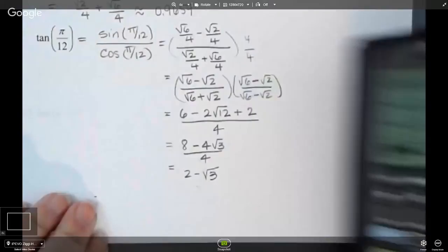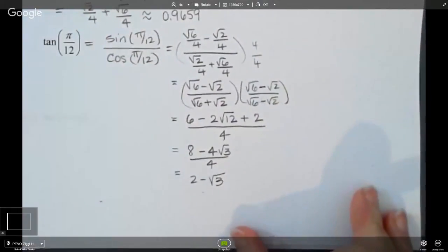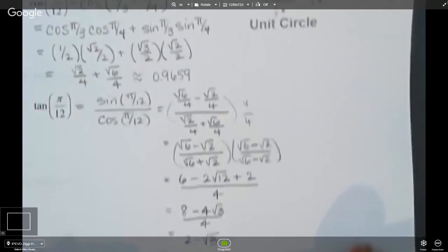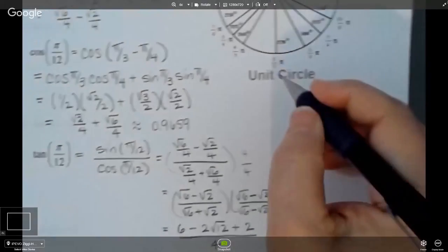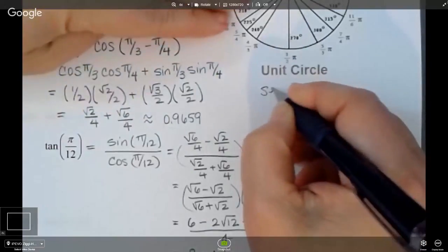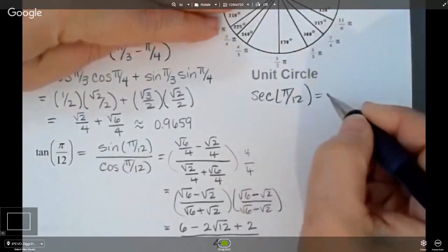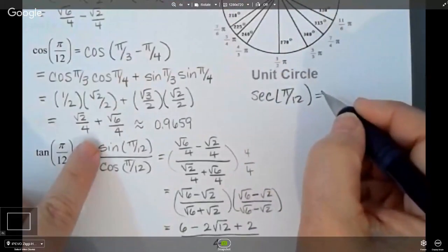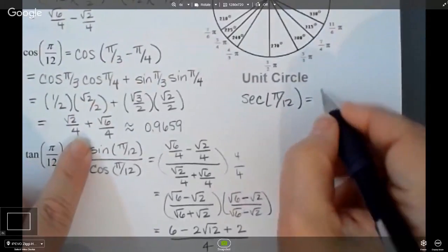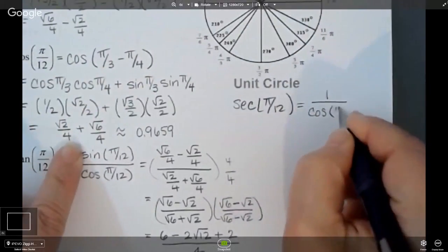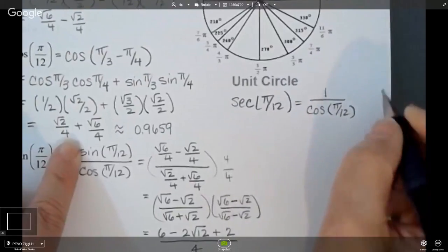Now I just have been doing sine, cosine, and tangent, but I don't want you to think that we can only do those 3, because we can do the others exactly too. Because what if I asked you what the secant was of pi over 12? Well, the good news is we already have the cosine of pi over 12, which is this. And we know that the secant is nothing more than 1 over the cosine. So this is 1 over the cosine of pi over 12.